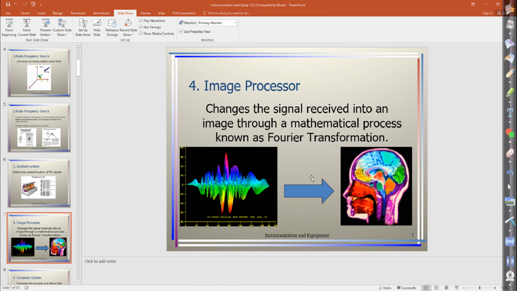And then our imaging processor, which is really our fast Fourier transformation. Because we're going to be collecting this signal, we're going to be putting it in a place called K-space. And ultimately, we're putting it through a fast Fourier transformation, which will give us our image that we see on our computer console.